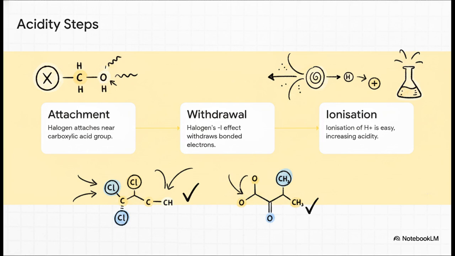Now, this matters immensely in the real world. Let's trace it out. When a strong electron withdrawing group, like a halogen, attaches near a carboxylic acid group, its negative I effect literally drags electron density away from the acid's hydrogen. Since those electrons are being pulled away, that hydrogen atom is held a lot less tightly, which makes it way easier to just pop off as an H+ ion. This is exactly why trichloroacetic acid, which has 3 greedy chlorines, is a vastly stronger acid than regular acetic acid.